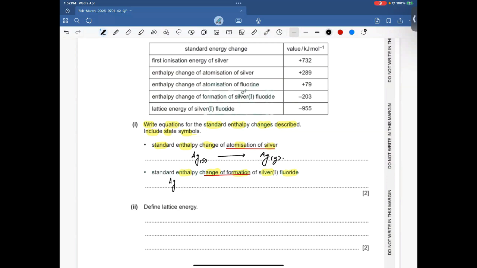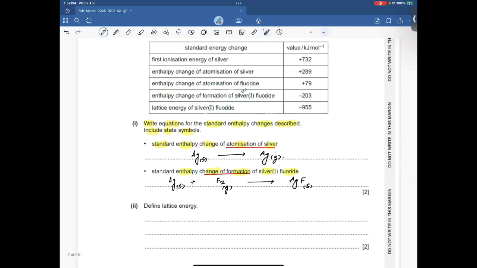So in order to make silver fluoride, I will use silver and fluorine. They will react together, will convert into 1 mole of silver fluoride. Under standard condition, silver is solid. Under standard condition, fluorine is gas. And since silver fluoride is an ionic solid, it is also solid. Now, 1 mole of silver here, silver is balanced. We need to balance fluorine atom. We have 1 fluorine atom here, and we have 2 fluorine atoms here. So I'll put half here. And that's your balanced equation for the change of formation of silver 1 fluoride.